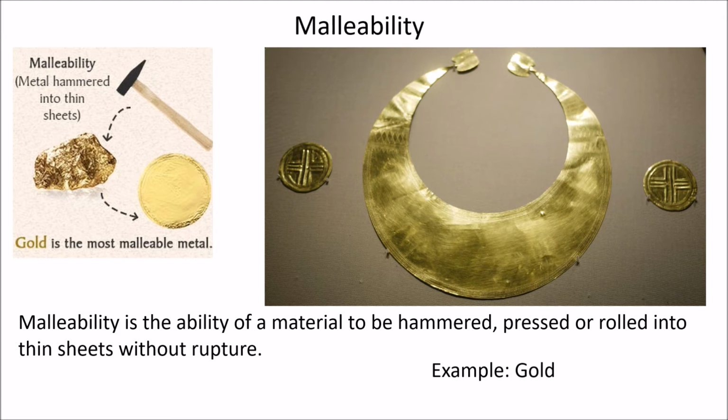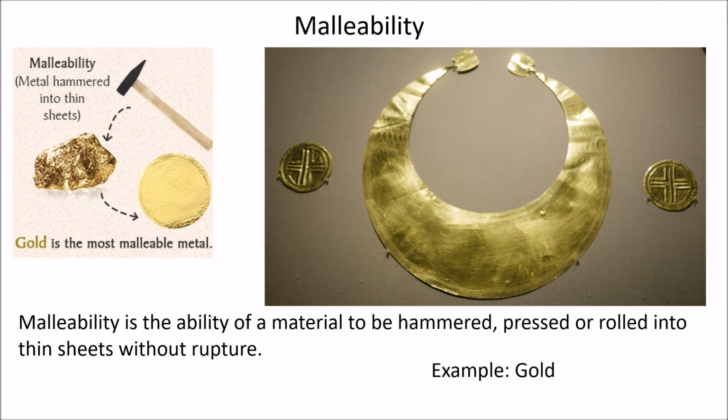Malleability. It's a word we have to learn to spell, and it's a word we need to know the meaning of. It basically means that malleability is the ability of a material to be hammered, pressed, or rolled into thin sheets without rupture. So gold is an example of the most malleable metal.